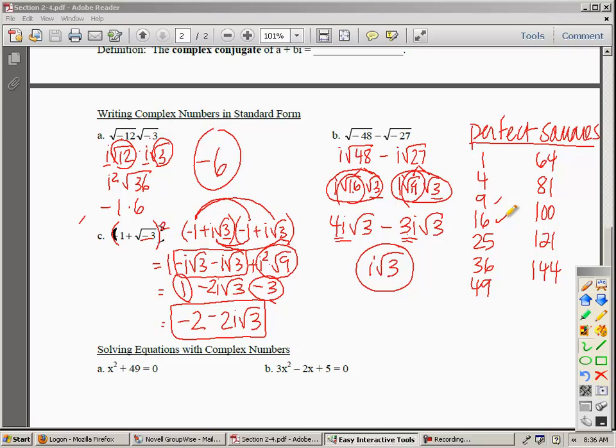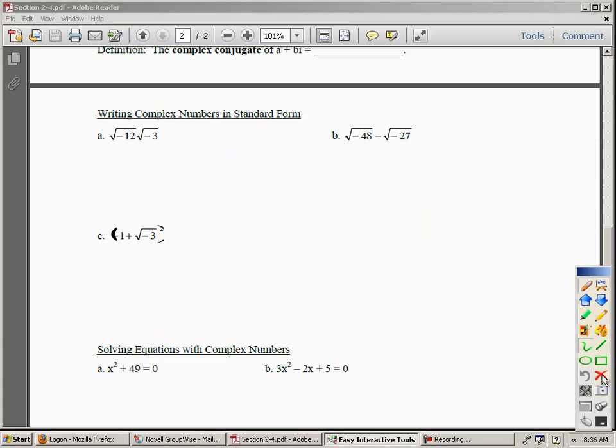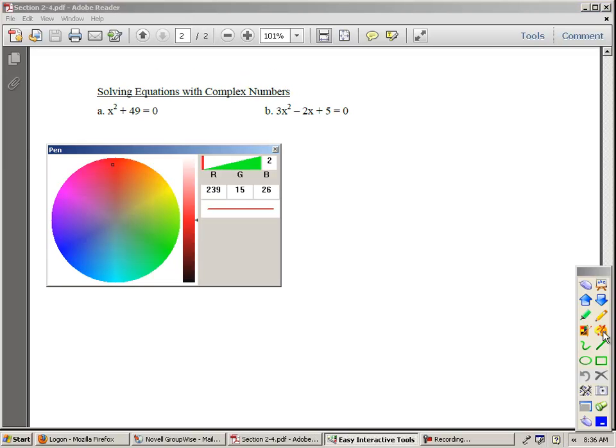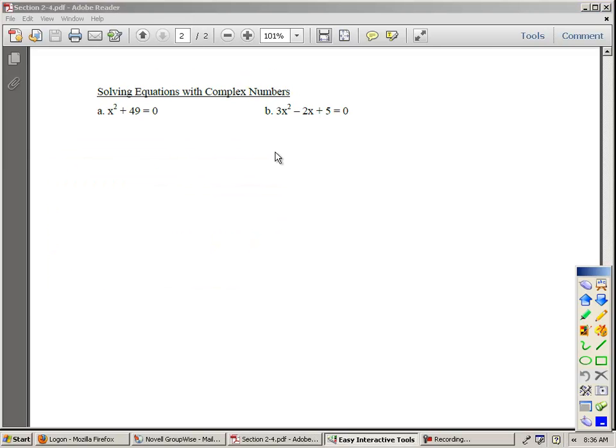Okay. Our last idea is to solve equations when you have i's in your answer. And so I'm going to slide this down. Okay, let's take a look. x squared plus 49. 49 is a perfect square, which is nice. You cannot factor this though because there's a plus and not a minus. So what I'm going to do is go through and solve. I'm going to subtract 49 on both sides. So x squared equals a negative 49.